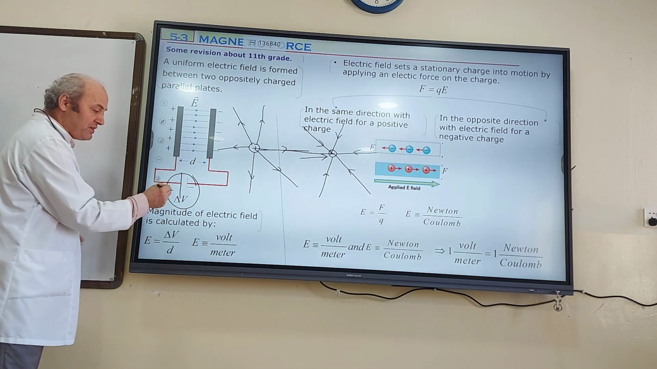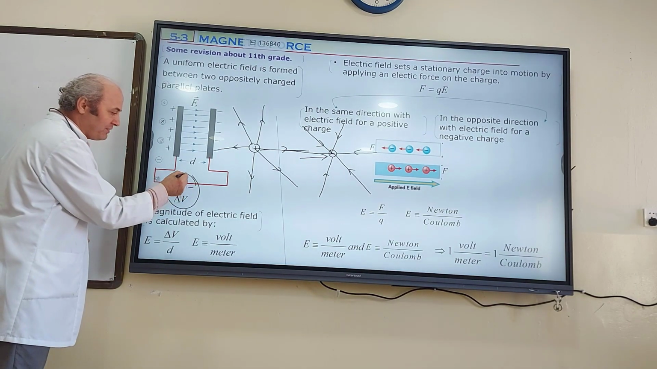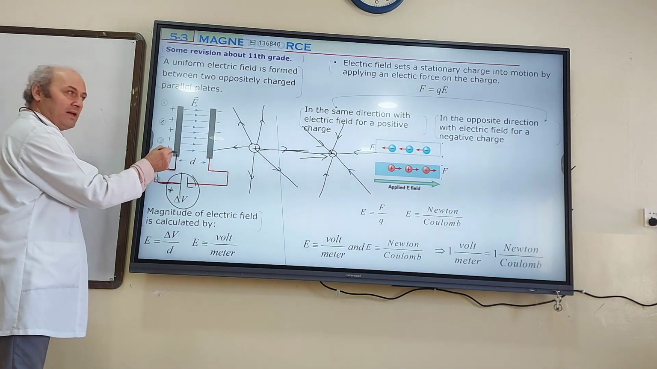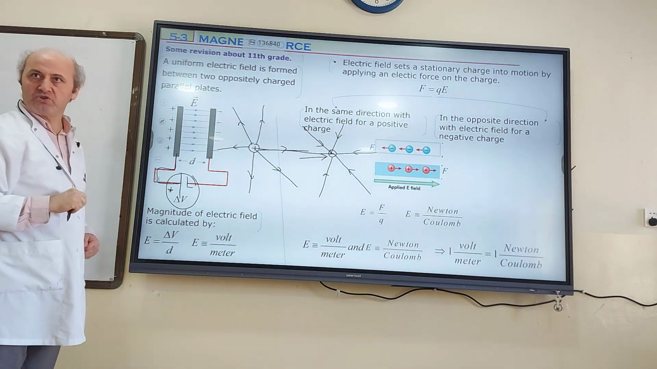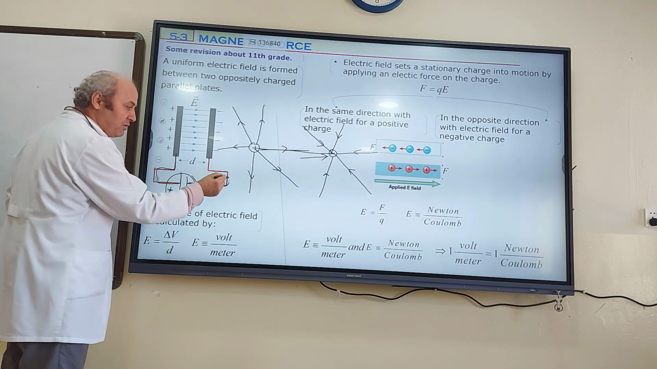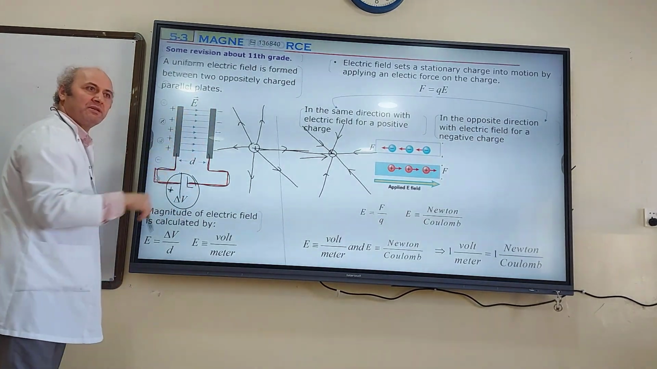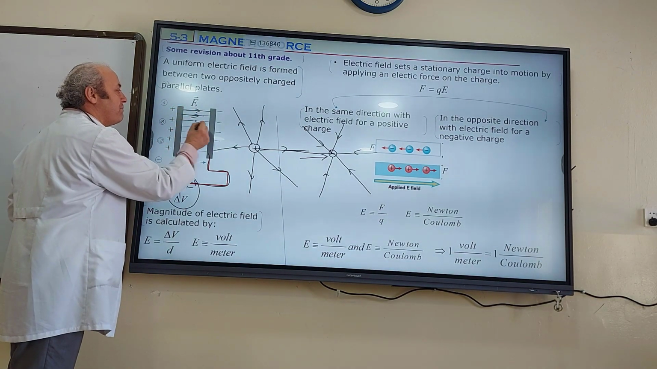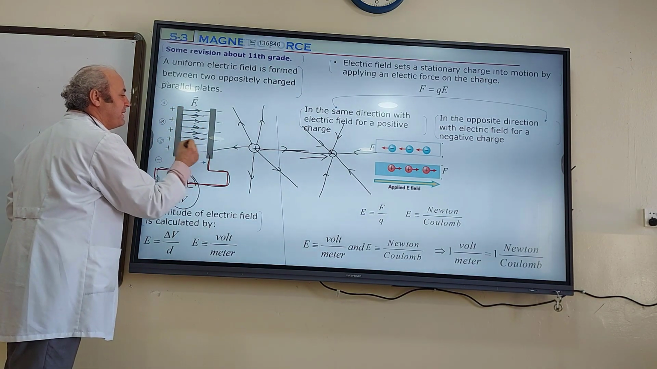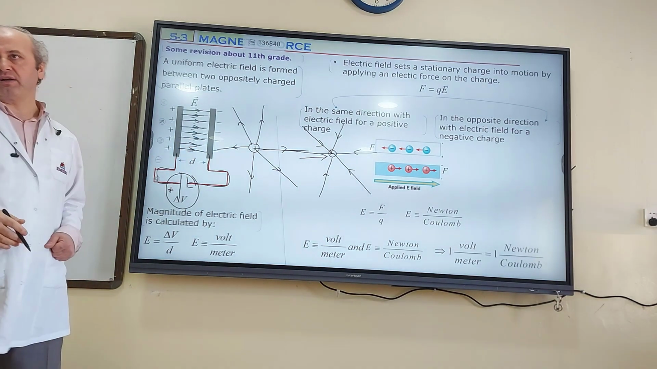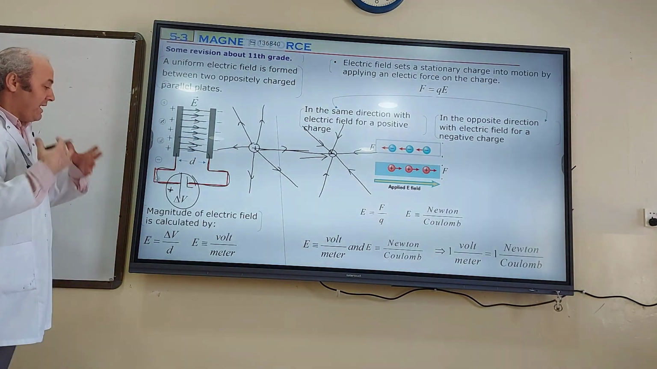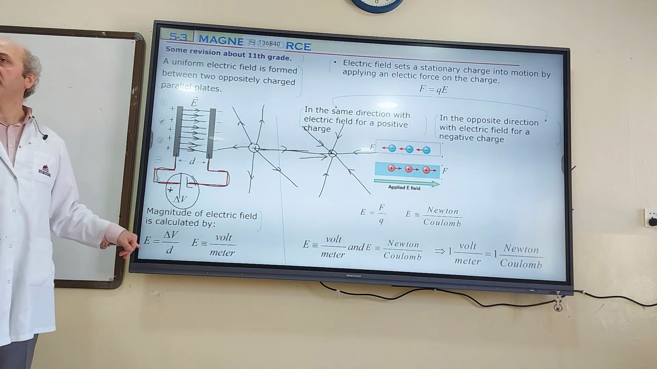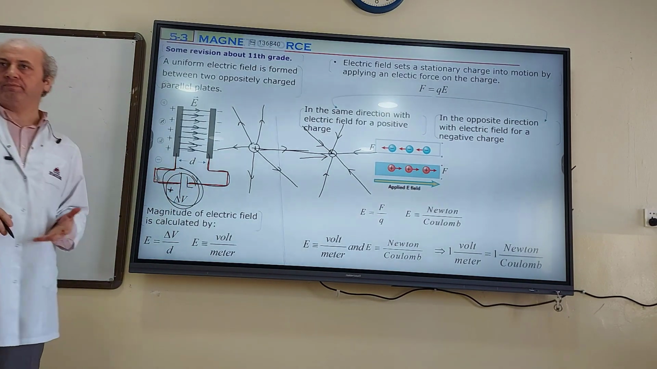One terminal is positive for battery, other terminal is negative. If you attach the positive terminal of the battery to one plate, that plate becomes positively charged. If you attach the negative terminal of the battery to the other plate, it becomes negatively charged. Then electric field lines will form from positive plate to negative plate. This electric field is a uniform electric field. And this electric field can be calculated by the equation delta V over D. What is delta V? Potential difference of the battery.